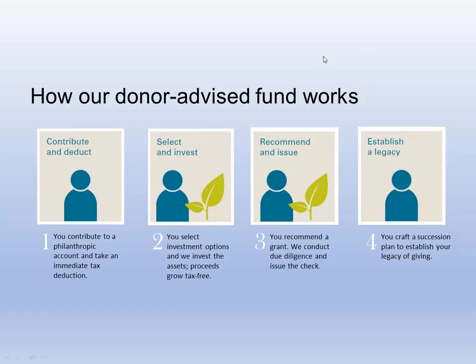Donors can determine a legacy plan for the account for when they can no longer advise on the account, such as passing the account to their heirs, setting up recurring grants to one or many nonprofits, or having a lump sum distribution go to their charity of choice.